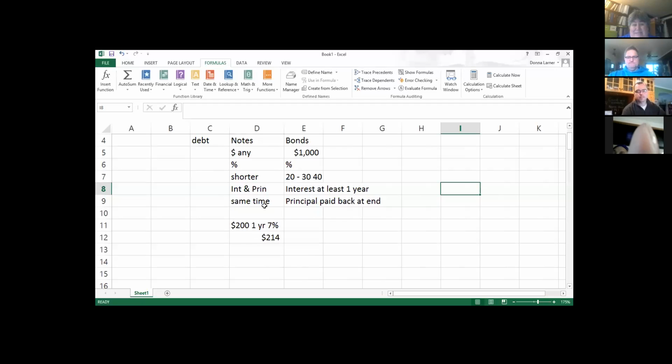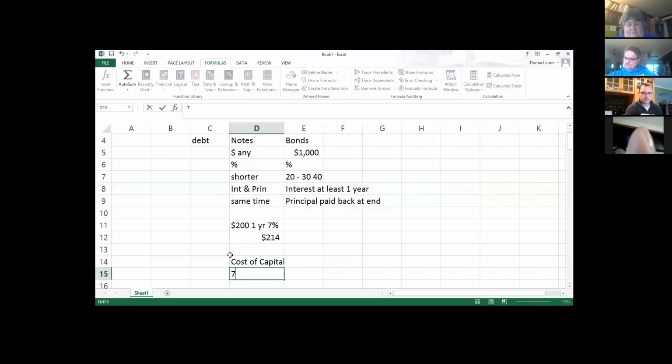Companies can have that same situation, or they can have these shorter term notes that are just, let's wait till the end of the year and I'll give you everything. So we're trying to come up with a cost for them. Sometimes they're really simple. The cost of capital might be as simple as the 7%. That was what we said our note was for. So the cost of our company borrowing money on a note is 7%.